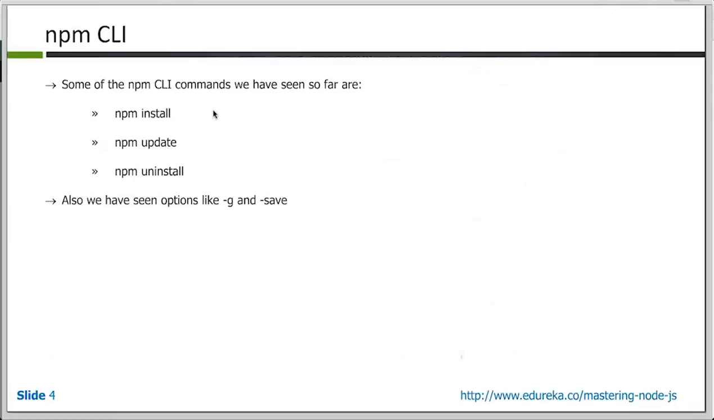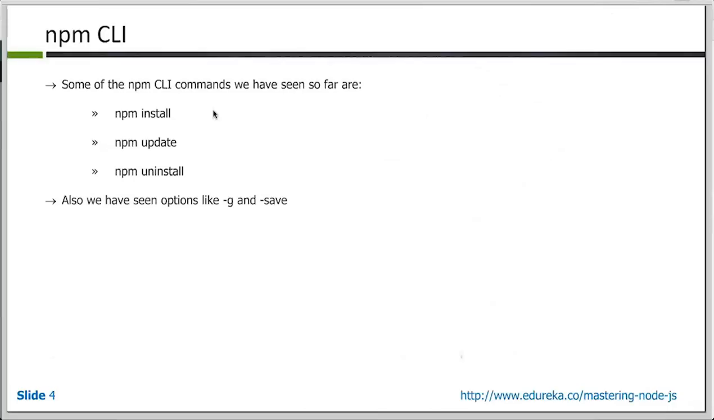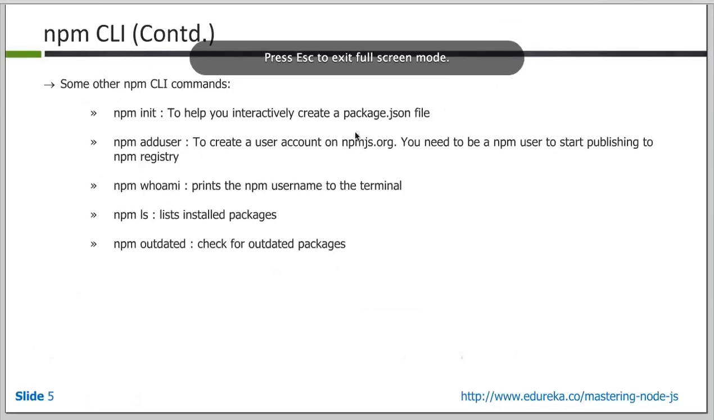Also, we have seen the options like -g, which we're going to work more with today, --save and --save-dev, where --save puts the contents into the dependencies, whereas --save-dev puts the packages in the development dependencies. We also looked at npm init, where you initialize a new package.json file.